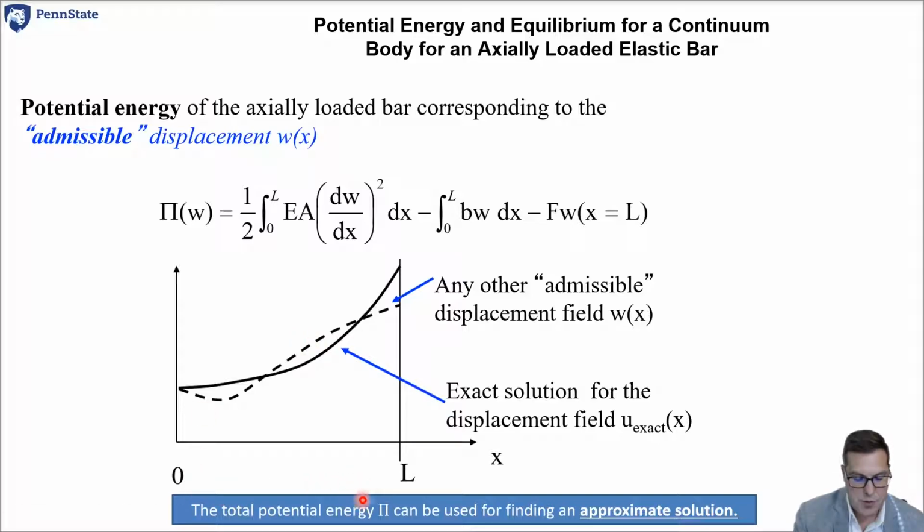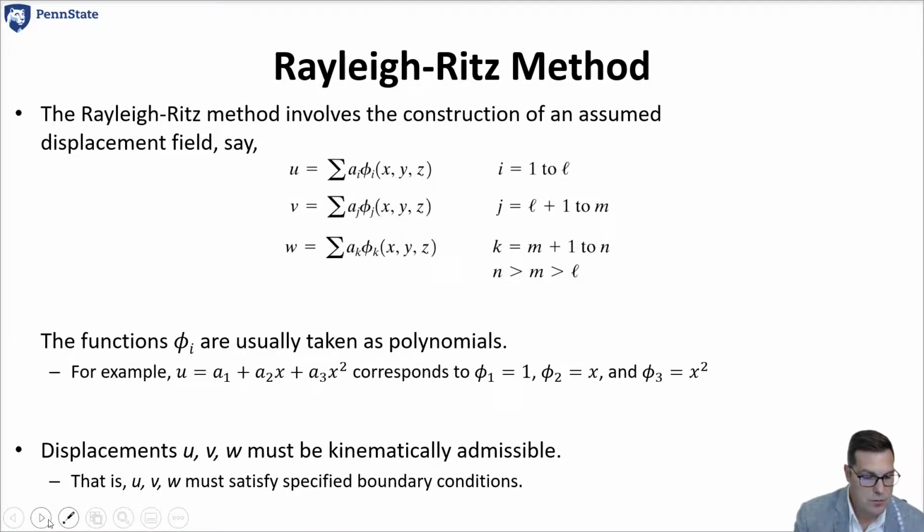But this total potential energy can be used for finding an approximate solution W, and that's what we're going to do. One of the techniques we use to get there is something called the Rayleigh-Ritz method. And the Ritz method involves the construction of an assumed displacement field, admissible in some sense. So, for example, we have X, Y, and Z displacements, and what we do is we write those in terms of these polynomial functions we construct. So we have, for example, A and phi. And phi here is usually taken as a polynomial.